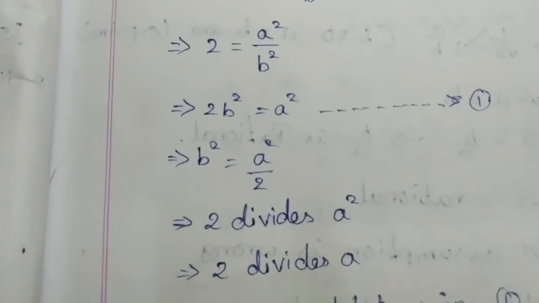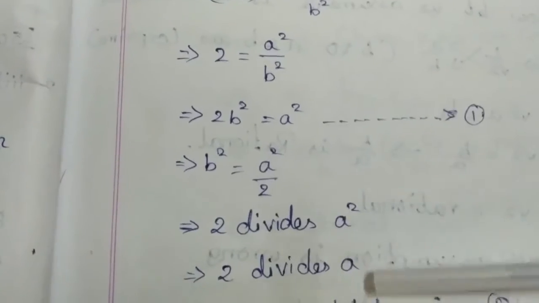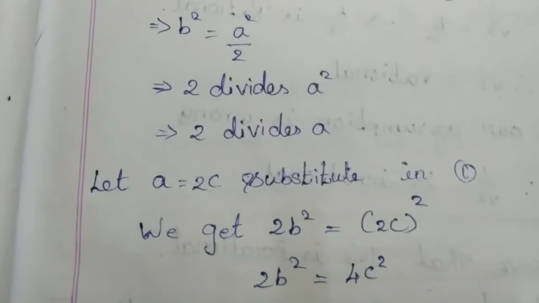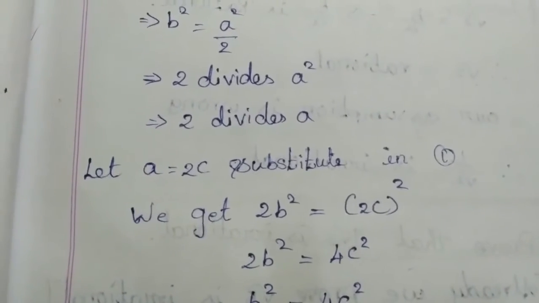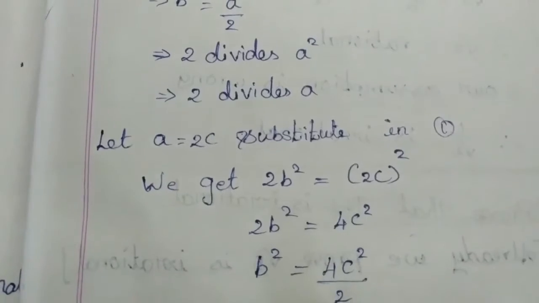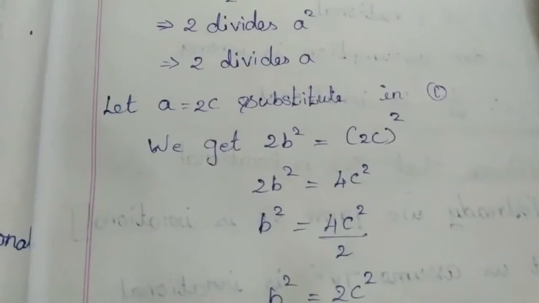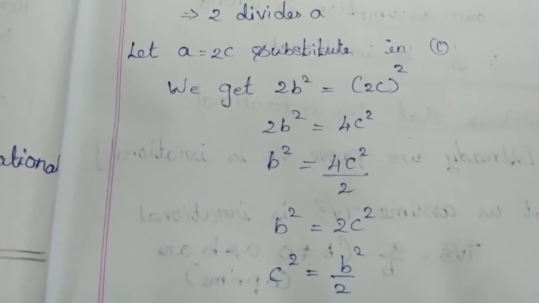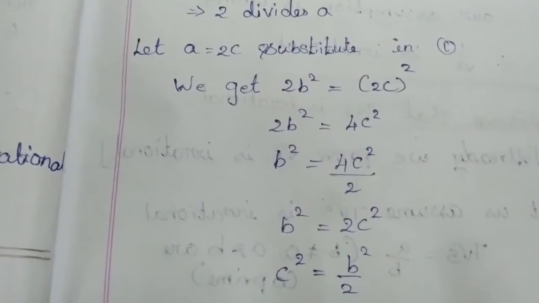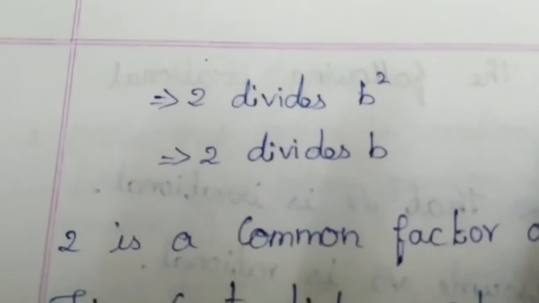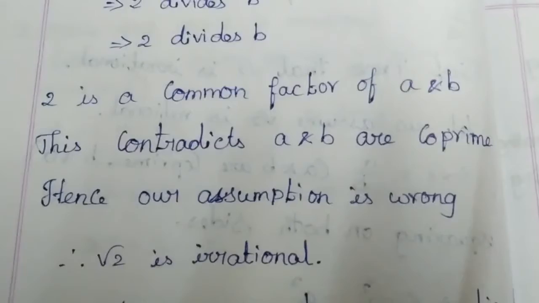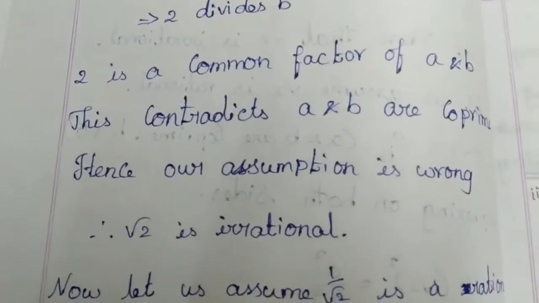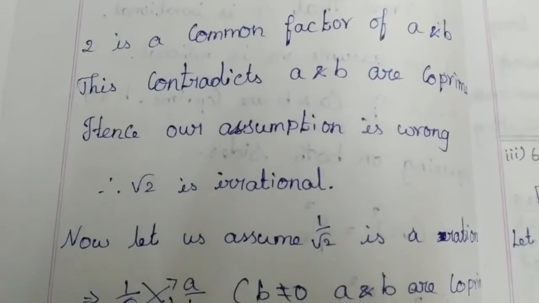b squared is equal to a squared by 2. 2 divides a squared, so 2 divides a. Next, let a be equal to 2c. Substitute in equation number 1. We get 2b squared is equal to 2c whole squared. 2b squared is equal to 4c squared. b squared is equal to 4c squared by 2. So b squared is equal to 2c squared. Next, 2 divides b squared, so 2 divides b. 2 is a common factor of a and b. This contradicts that a and b are coprime. Hence our assumption is wrong, so root 2 is irrational.